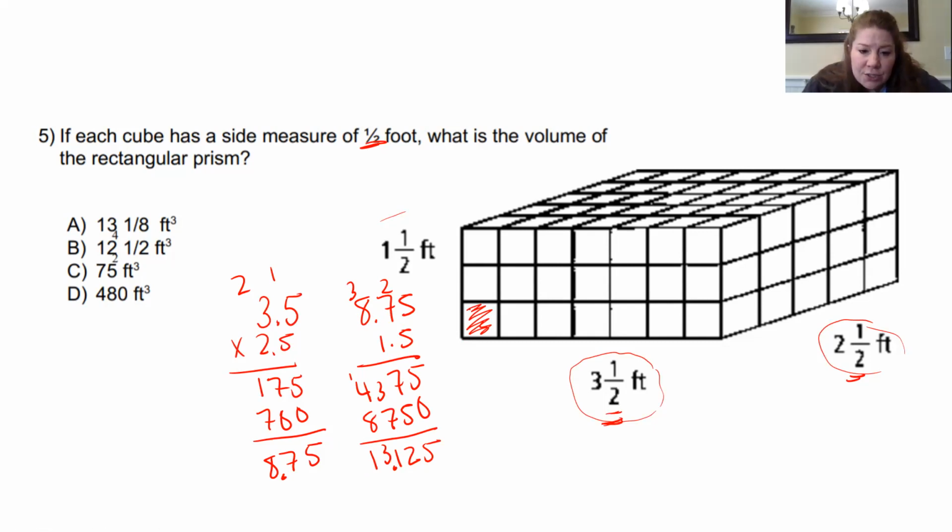I'm so sorry. So 13.125. Well, this has got to be it, right? So 1/8, yeah, 1/8 is 1.125. I don't know what those little numbers are doing in there, but A is the right answer. All righty.